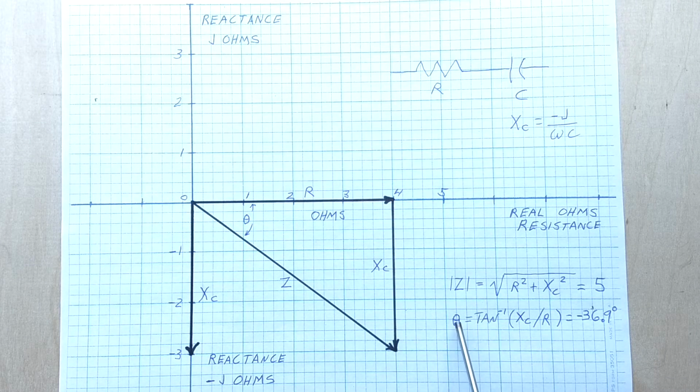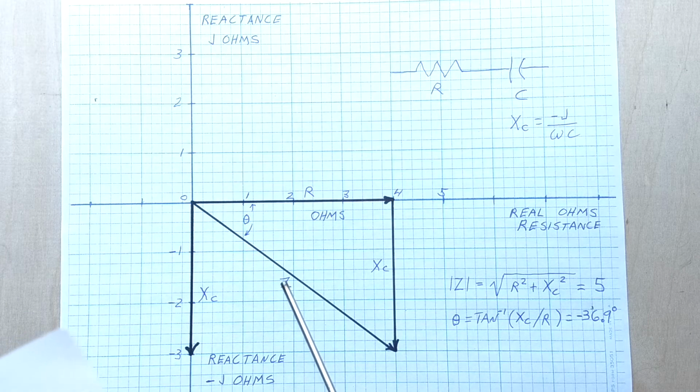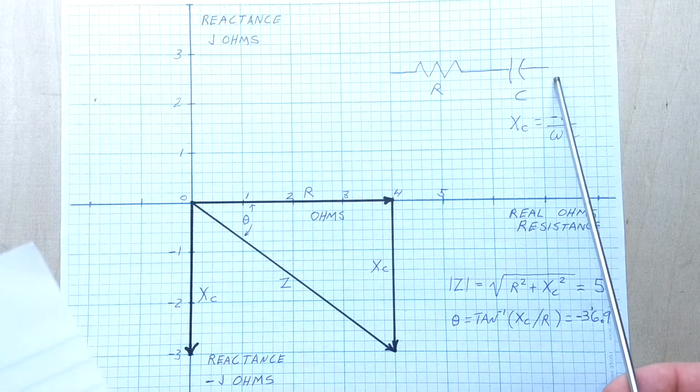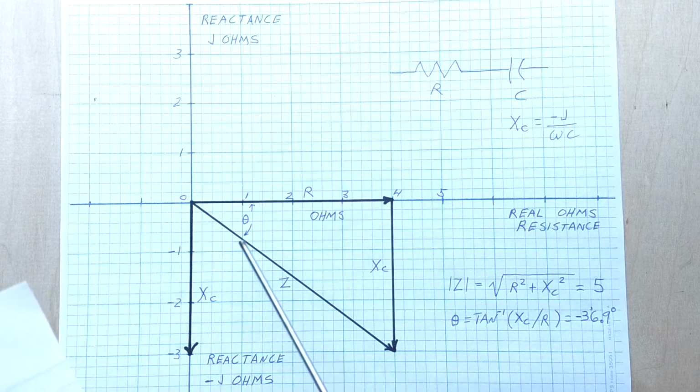Then the angle theta, which tells us the direction of the impedance, is the inverse tangent of the reactance over the resistance again. And in this case, we end up with approximately minus 37 degrees. Now, in this case, the phase shift is negative, and that tells us that the voltage across the impedance will lag the current by the angle theta.